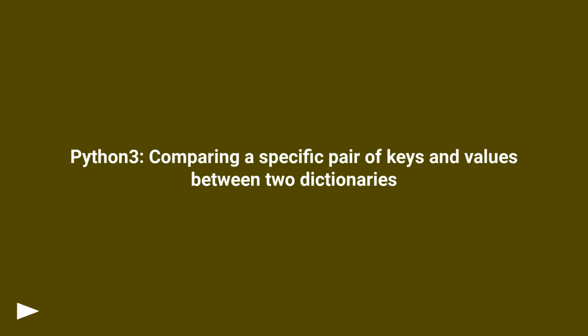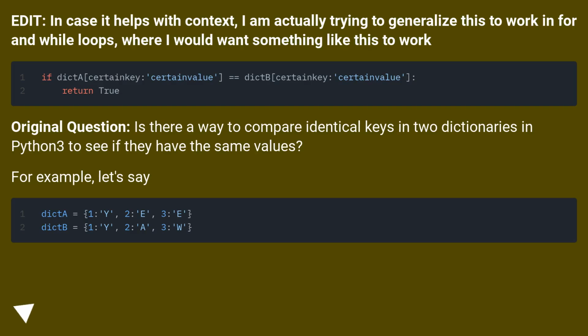Python 3, comparing a specific pair of keys and values between two dictionaries. Edit: in case it helps with context, I am actually trying to generalize this to work in for and while loops, where I would want something like this to work.